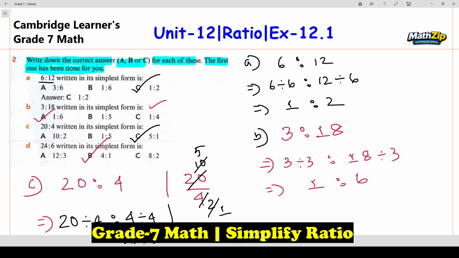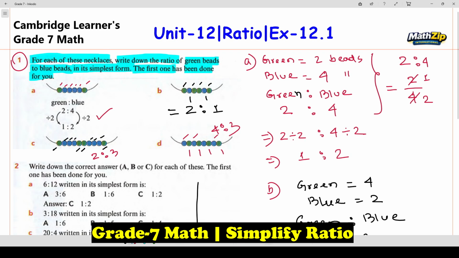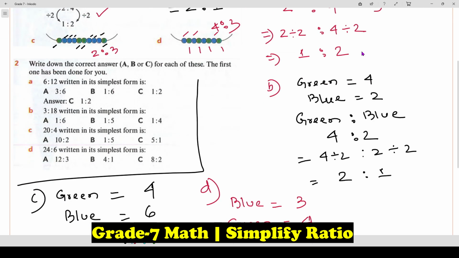In this video I tried to solve 1 and 2 of Exercise 12.1 Ratio, Unit 12, Cambridge Learners Book 7. Next video we will start from number 3.